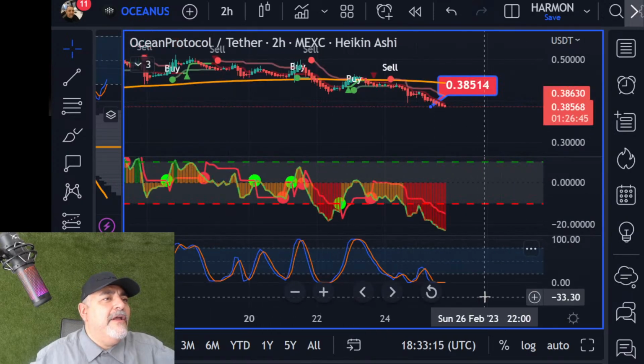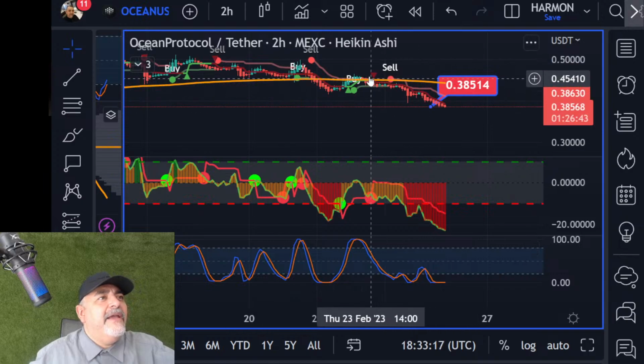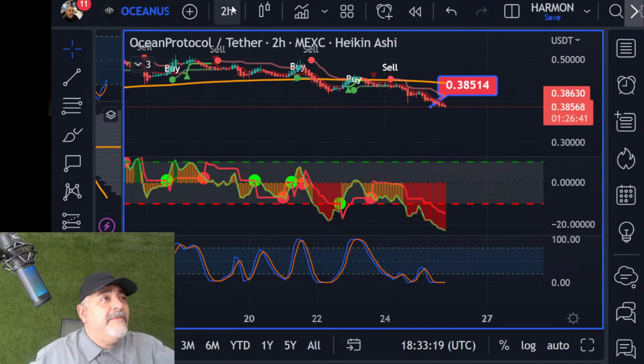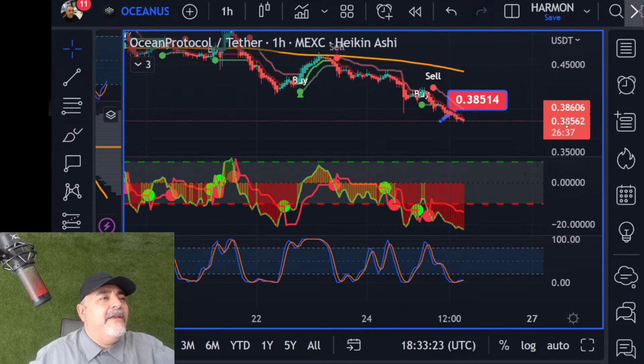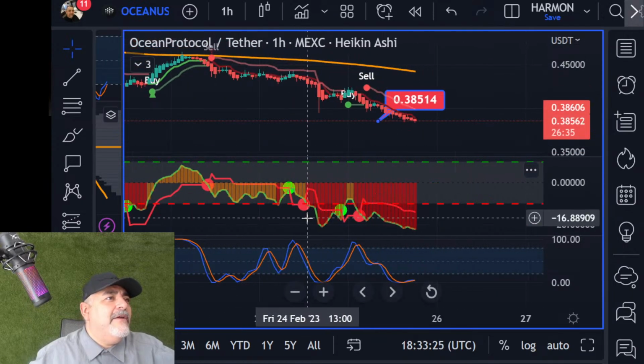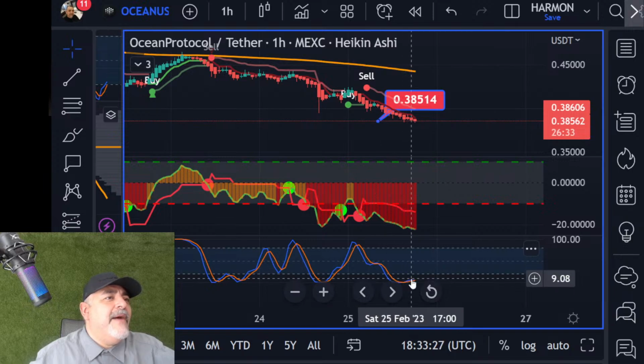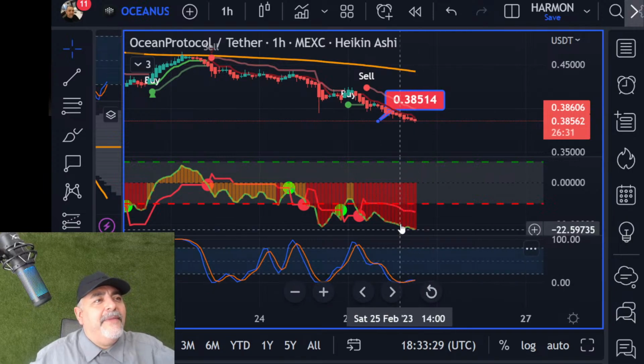Let's go to the 2 hour. 2 hours flat on its belly. It has a short in there. Now this short has been running for a very long time, so the odds of it to continue running kind of slows up. Now right here on the 1 hour, we do see the RSI try to bounce, but it is then rejecting and coming back down.